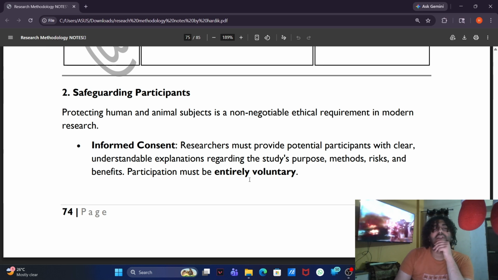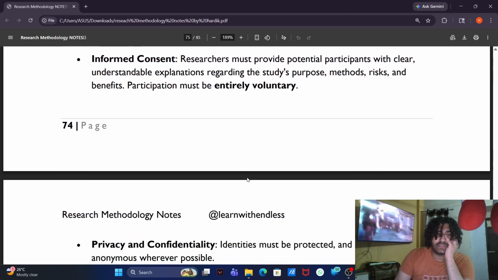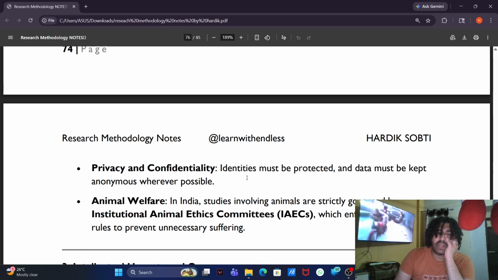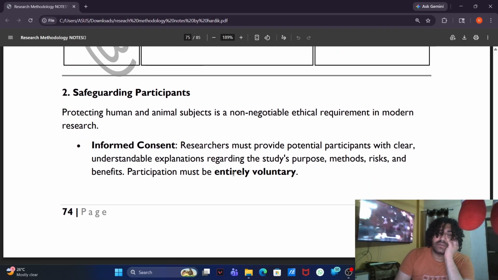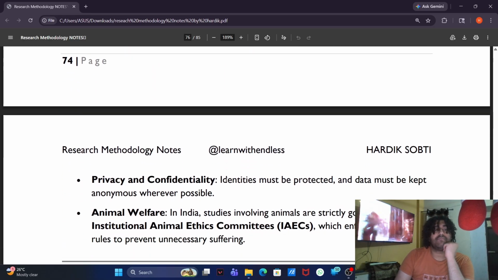Next topic, safeguarding participants. Protecting human and animal subjects is a non-negotiable ethical requirement in modern research, and these include informed consent, privacy and confidentiality, and animal welfare. Let's go through them one by one. Informed consent. Researchers must provide potential participants with clear, understandable explanations regarding the study's purpose, methods, risks, and benefits. Participation must be entirely voluntary. Privacy and confidentiality. Participants must be protected and data must be kept anonymous whenever possible.